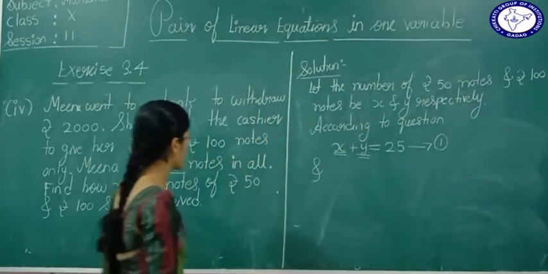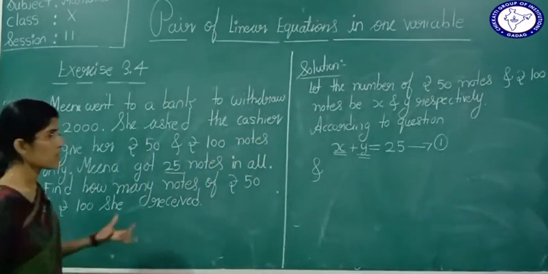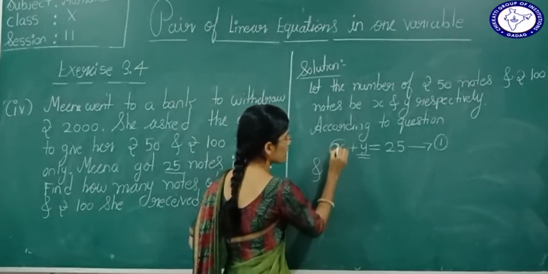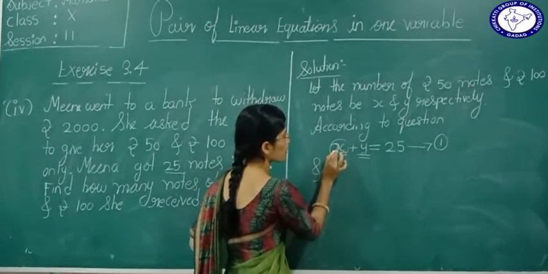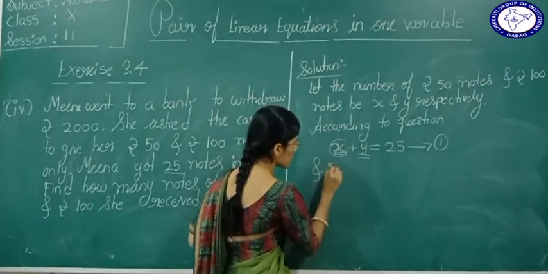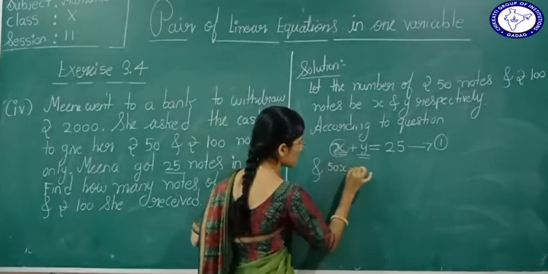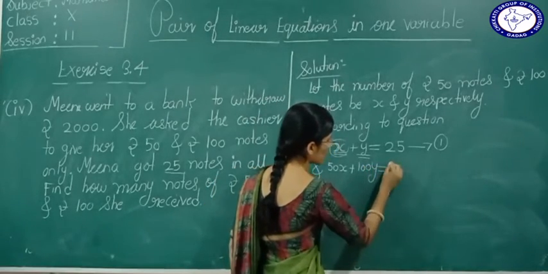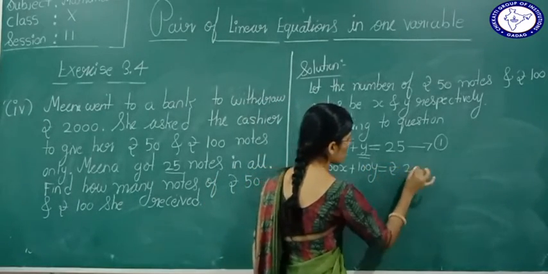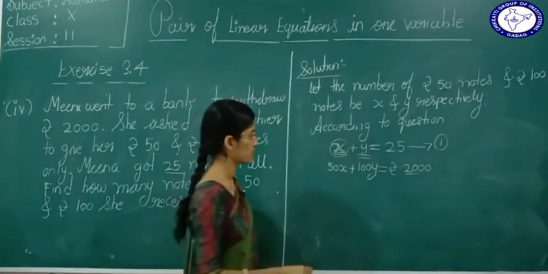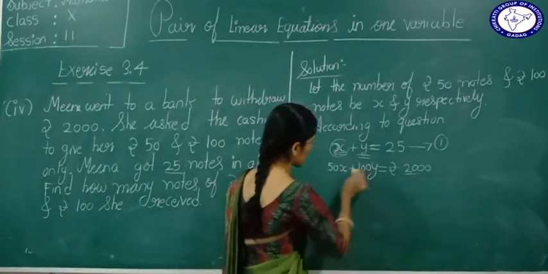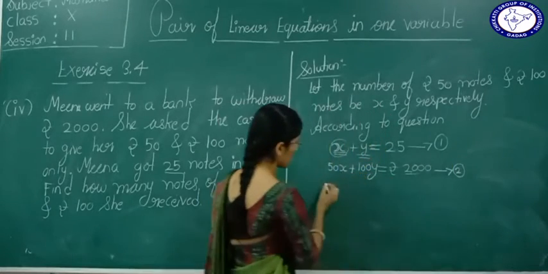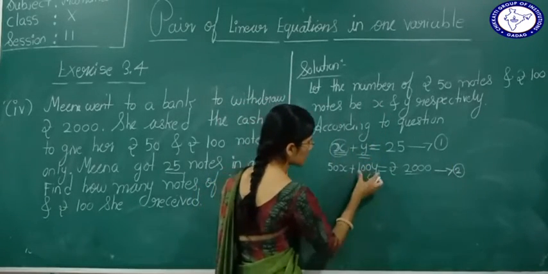And now see, what is the total amount? Suppose x is the number of 50 rupees notes. What is the total amount? 50x plus 100y is equal to the total amount. How much did she go to withdraw? That is 2000. This is nothing but equation 2. Now we will simplify it.